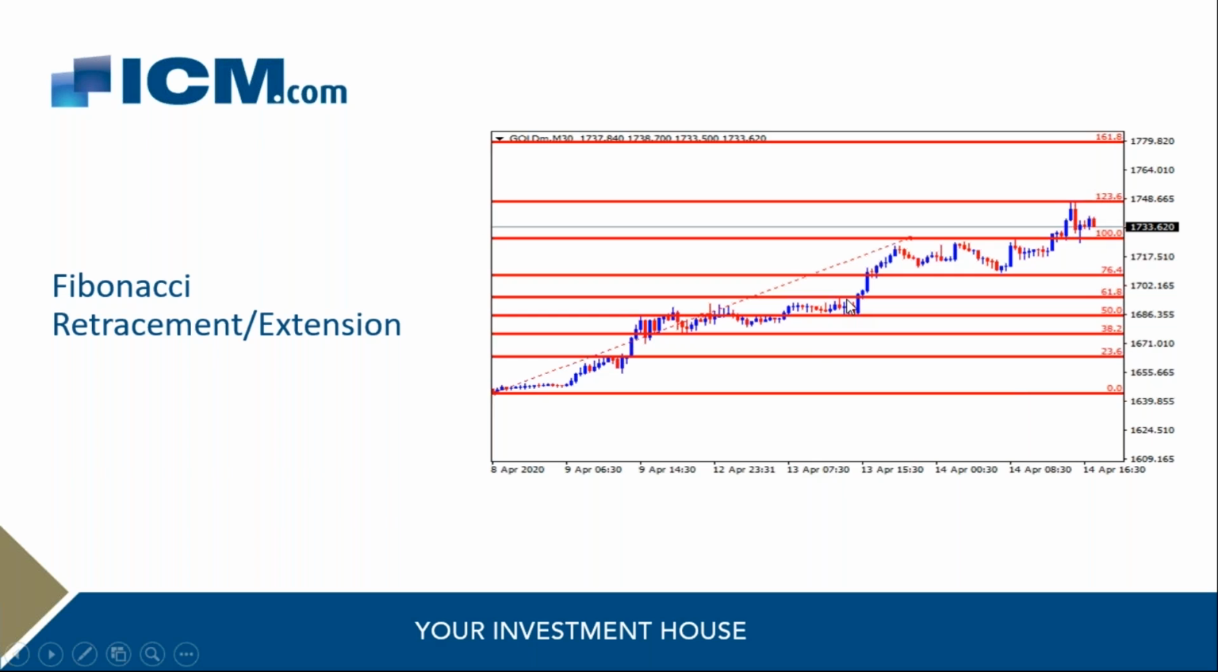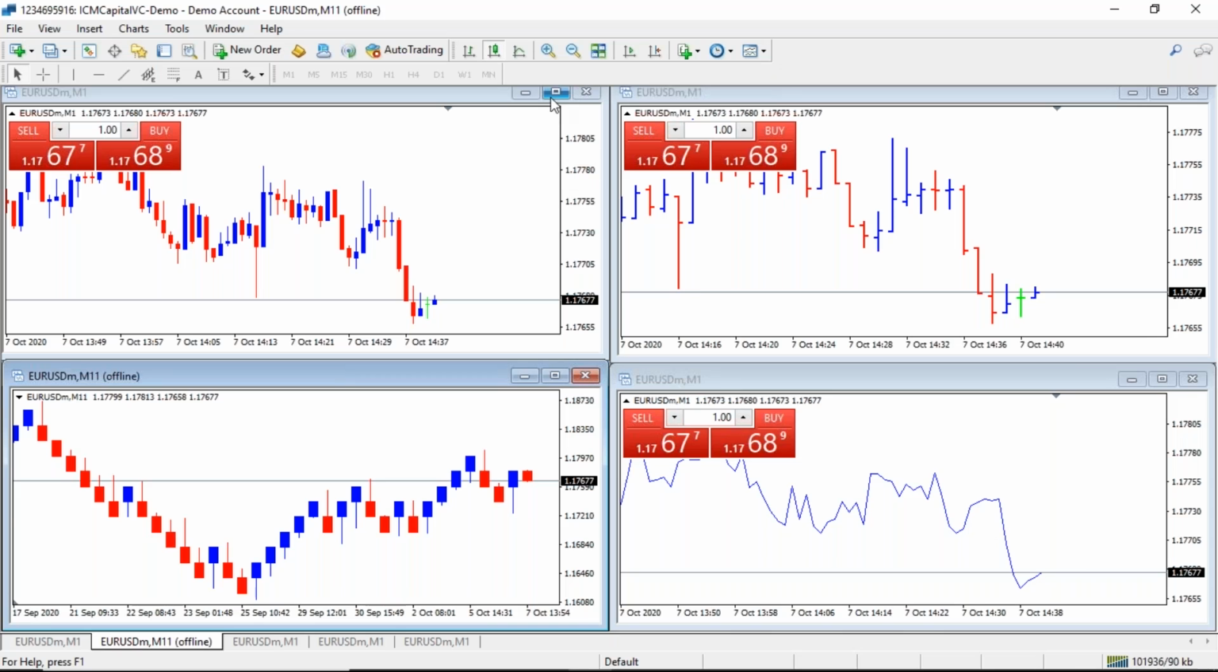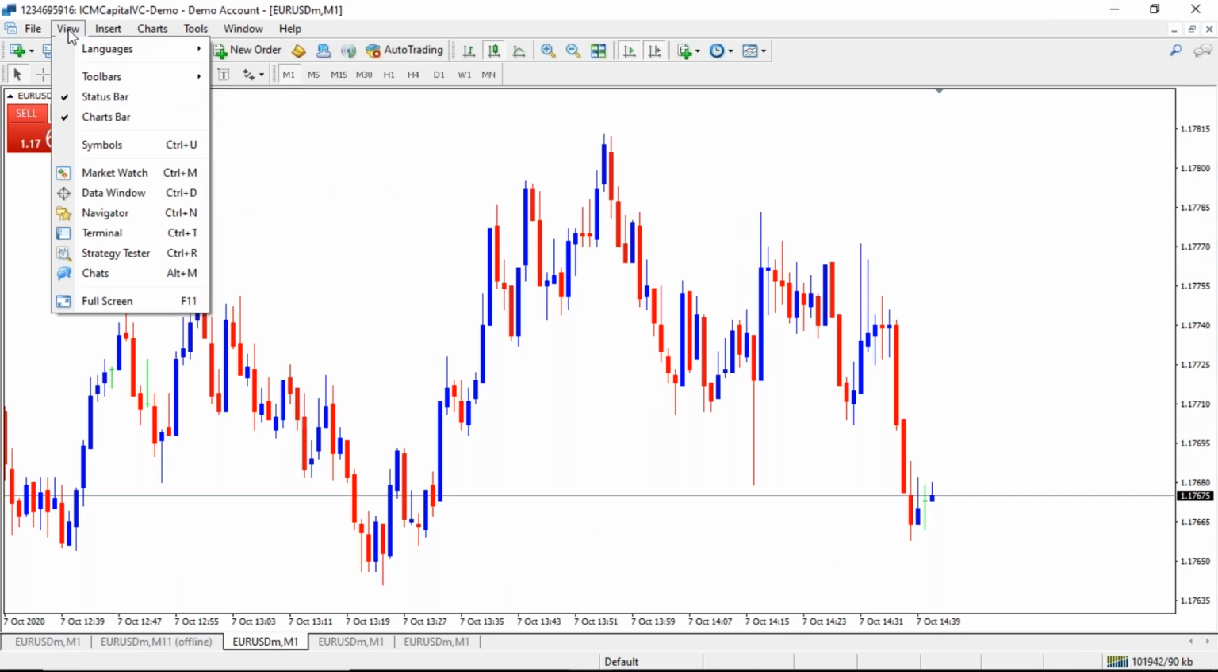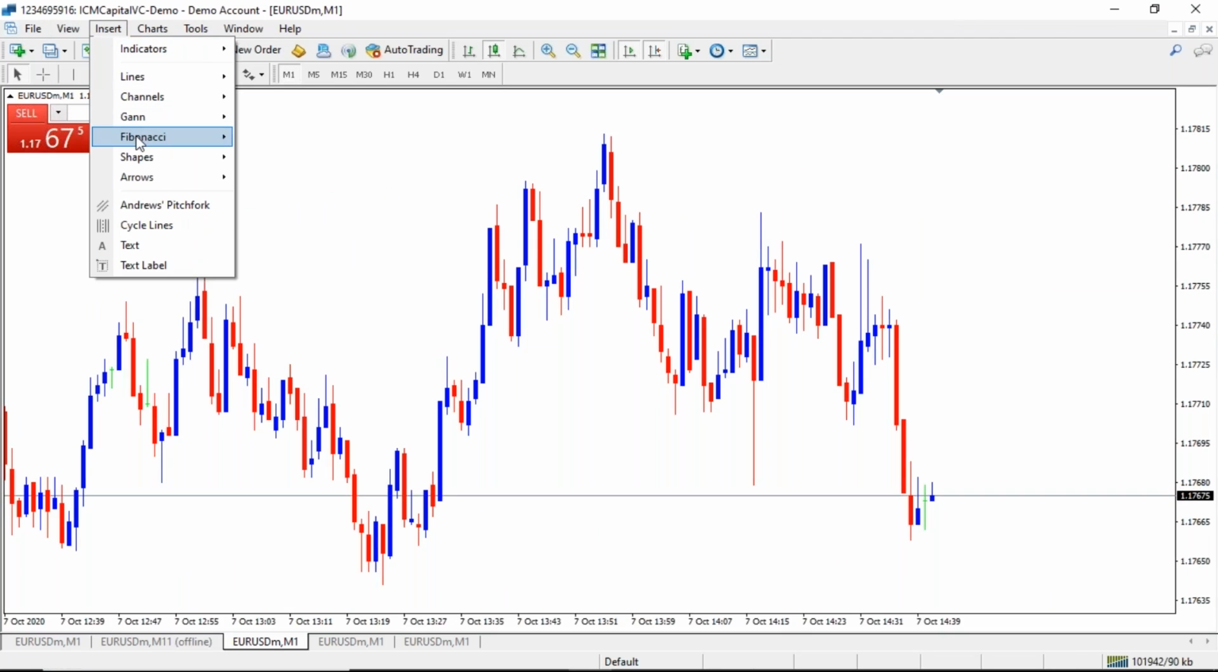So this is how we identify the Fibonacci retracements, but I'm going to show it in a better way in the MetaTrader platform, which can help you understand where exactly it's going to be plotted and where you can use the tool. We can see here that you can take it from the View menu or insert the Fibonacci here.